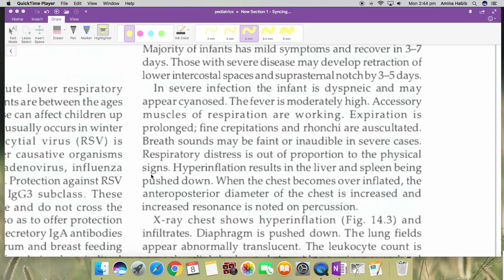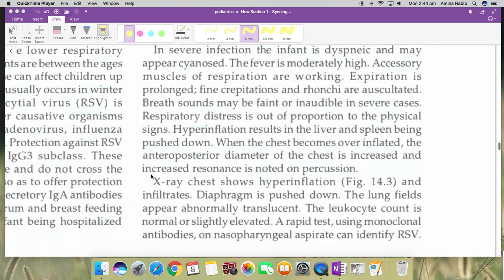When we do the blood count, the leukocyte count will be normal or slightly elevated. As for a specific test, a rapid test on the nasopharyngeal aspirate can identify RSV. Nasopharyngeal aspirate, a rapid test for RSV diagnosis. Okay, now what is the cause and prognosis of the disease?